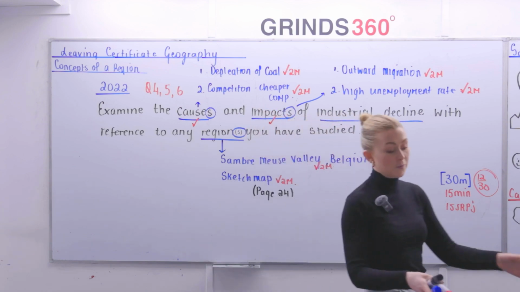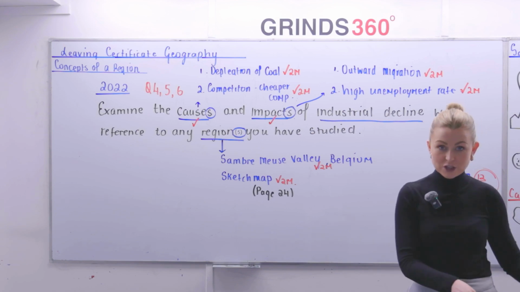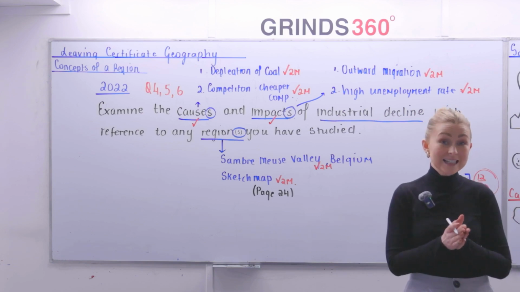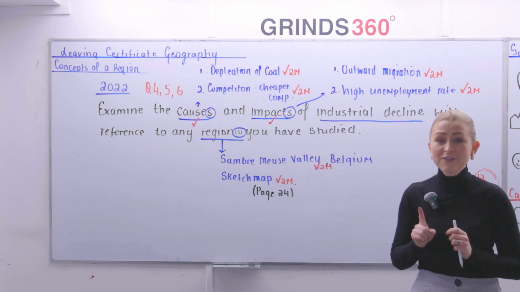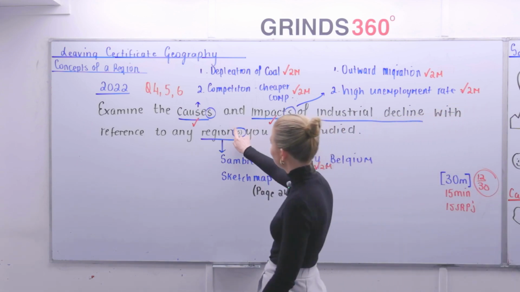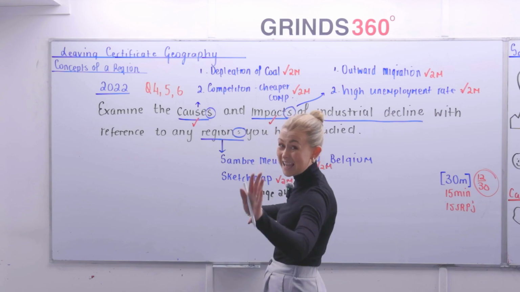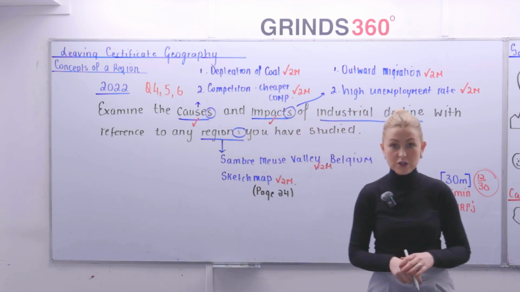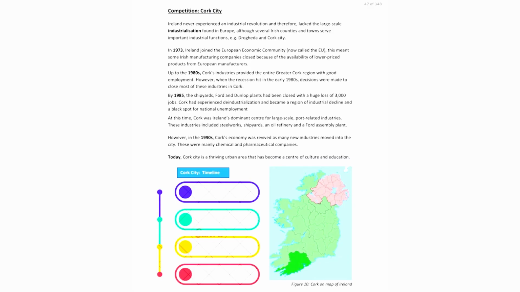Now, I do want to point out to you, you can come over in your notes just 2 more pages to page number 47. And on page number 47, you're going to see a little section based on Cork. Now, you do not have to include this, but if the examiner decided to, which they actually did in 2015, they may be forcing you to do a second region of industrial decline. So page number 47 will look like this.